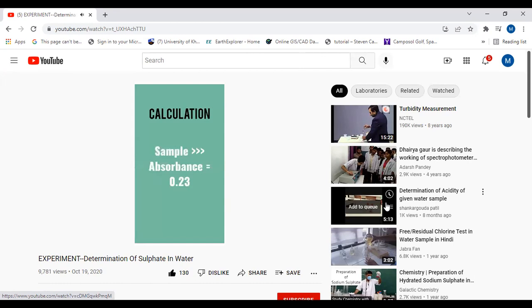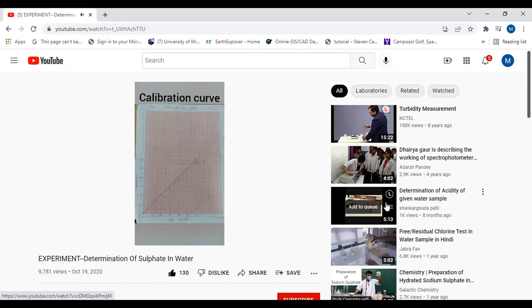We get the absorbance of the sample is 0.23. Measure the sulfate content from the calibration curve. From this, we get the sulfate content is 22 mg per liter.